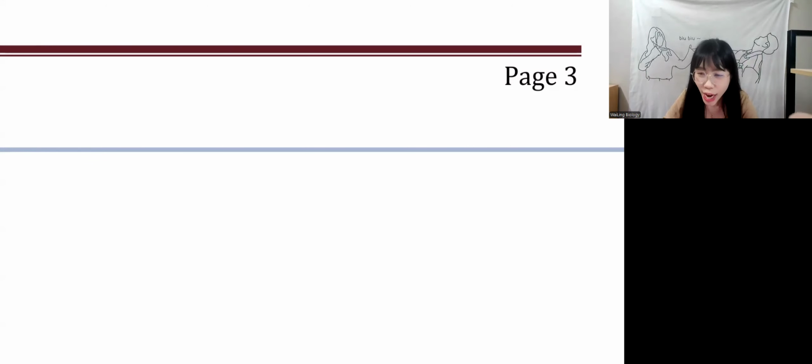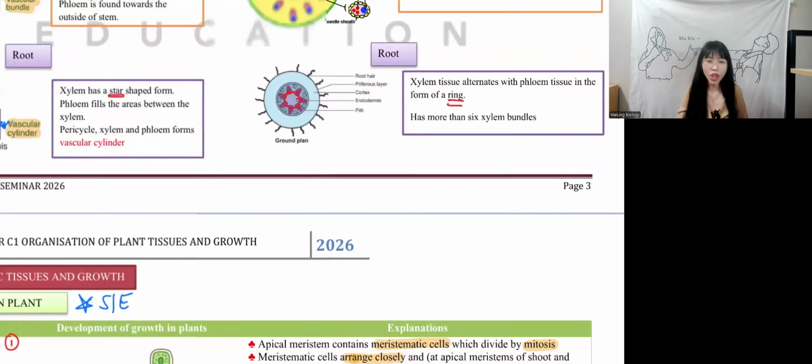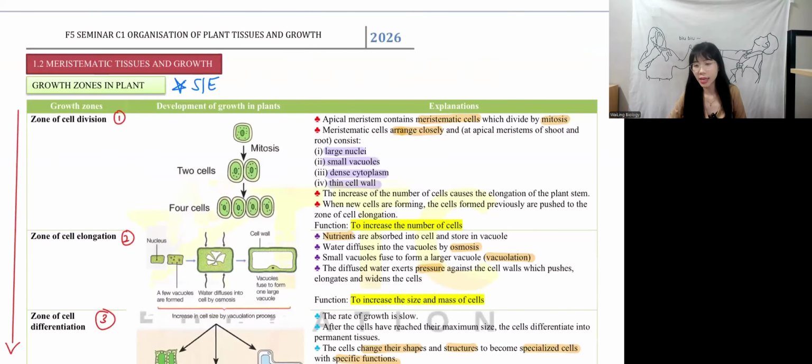Differentiation, they will change in what? Change in shape and structure of the cell to form into what type of tissue? To form into a specialized cell or permanent tissue. Every cell that undergoes differentiation, correct, will have a specific function. Very good. Okay. By knowing everything, I think you can score full marks in this essay already, guys.